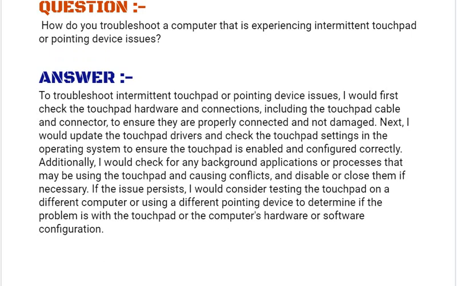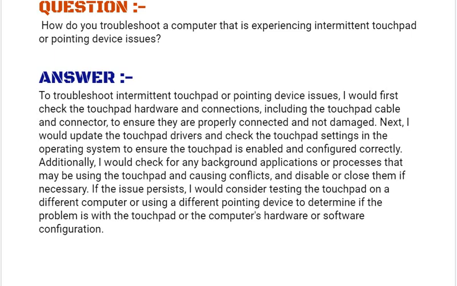I would first check the touchpad hardware and connections, including the touchpad cable and connector, to ensure they are properly connected and not damaged. Next, I would update the touchpad drivers and check the touchpad settings in the operating system to ensure the touchpad is enabled and configured correctly. Additionally, I would check for any background applications or processes that may be using the touchpad and causing conflicts and disable or close them if necessary.